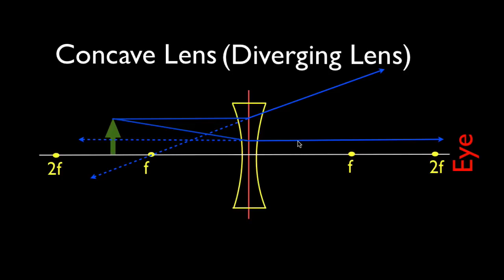Now the third one we can draw goes right through the center, and we drew the same thing for the convex lens. It goes right through the center. It doesn't refract. It doesn't bend. It goes right through the center like that. And you'll notice that your eye is over here.